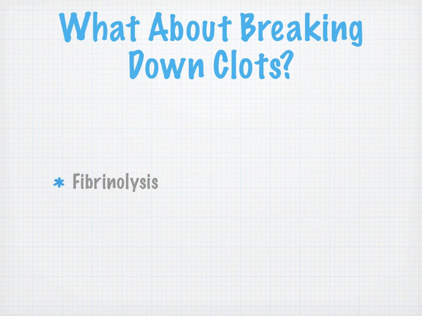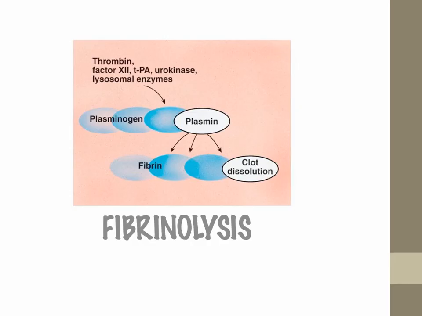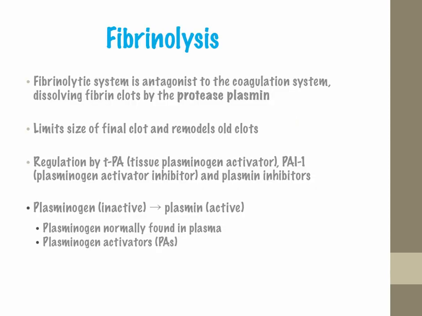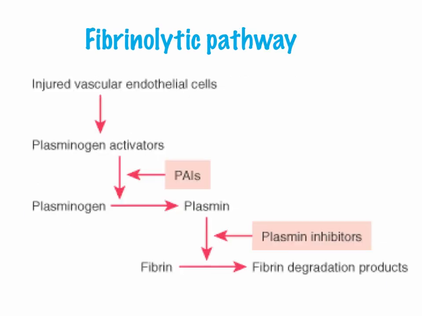All right, what about breaking down clots? Well, we'd be remiss if we didn't talk a little about fibrinolysis, because fibrinolysis is an antagonist to the coagulation system, as we said in DIC, and that dissolves those fibrin clots by the protease plasmin. And that limits the size of the final clots and remodels the old clots. So this process is very important. There's the fibrinolytic pathway.